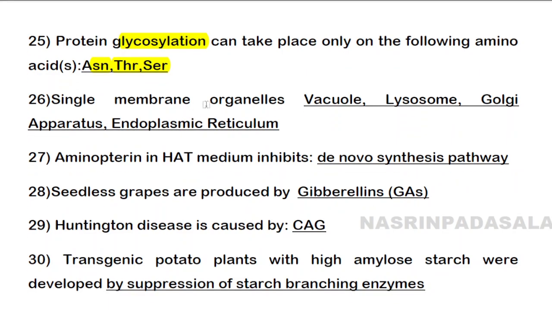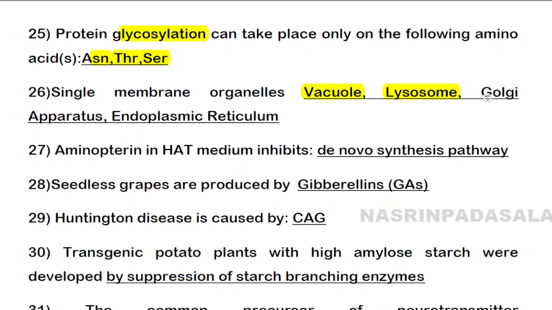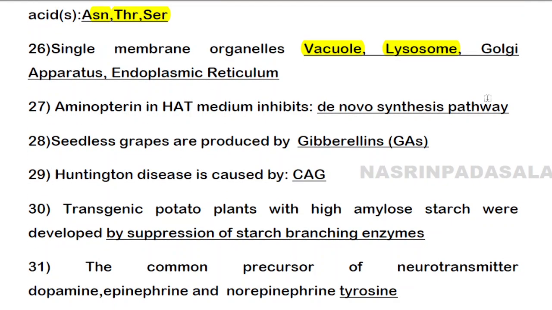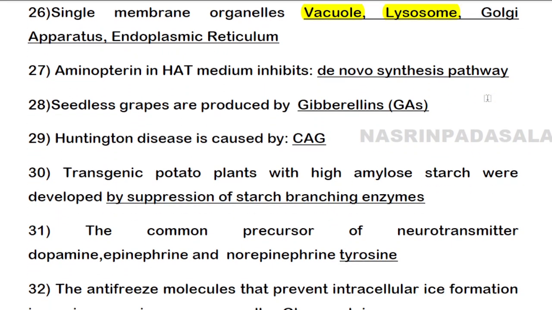26th question is that single membrane organelles include your vacuole, your lysosome, your Golgi apparatus and your endoplasmic reticulum. So in the comment section, please do tell me which organelles are double membrane and which organelles don't have any membrane. So you need to answer this question in the comment section.